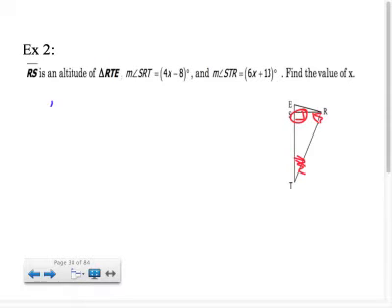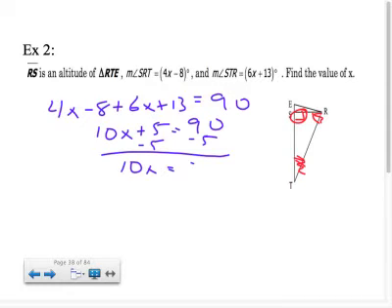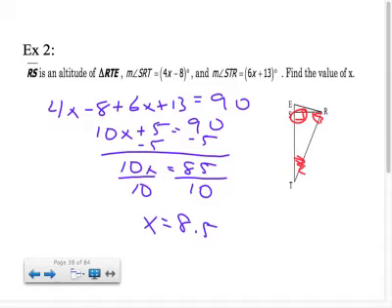So in other words, we know that 4x minus 8 plus 6x plus 13 has to equal 90. So when I combine like terms here, I get 10x plus 5 equals 90. Subtract your 5 from both sides. So 10x equals 85. And then we finally divide by 10, which says that x equals 8.5. Okay, and that's all it says. It doesn't say find the measure of the angle. So once I know x is 8.5, I'm done with the problem.